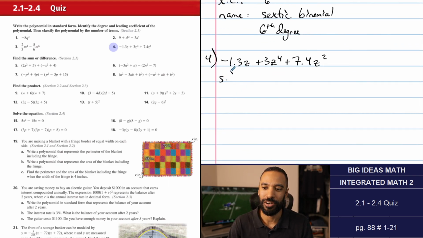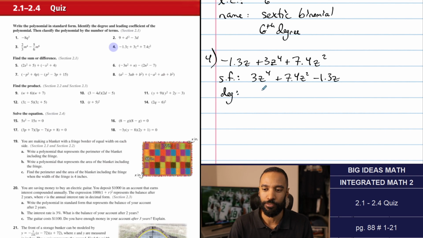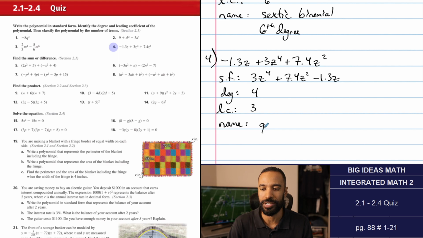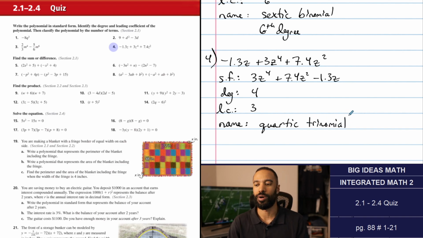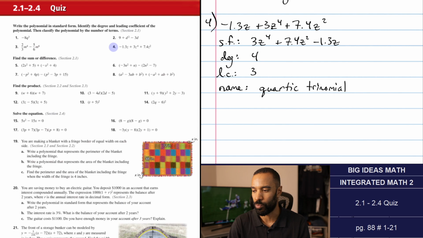Okay, so standard form. Degree 4 term starts first, 3z to the 4th. The next term is the degree 2 term, 7.4z squared. And then I have negative 1.3z. So those are standard form. The degree of the polynomial is 4. The leading coefficient is 3. And the name of this polynomial, a degree 4 polynomial is a quartic. That's different than quadratic, right? So a quartic, 3 terms once again makes it a trinomial. So we had quadratic trinomial and quartic trinomial. I know they ask you to name it just based on the number of terms, in which case say trinomial, but I'm also giving you those other words along the way.